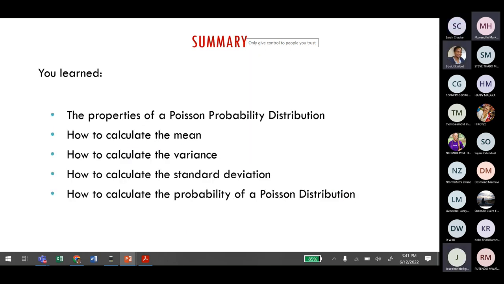So far, you have learned the properties of a Poisson probability distribution. You know now how to calculate the mean, the variance, and the standard deviation of a Poisson distribution. And you are also able to calculate the probability of a Poisson distribution by either using the formula or by using the table. So now let's do some more exercises for practice.